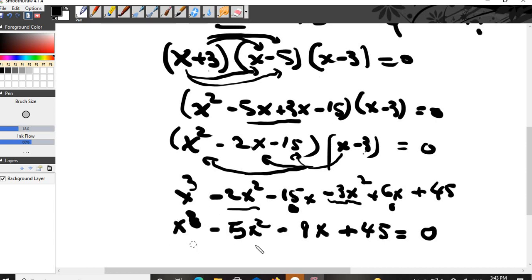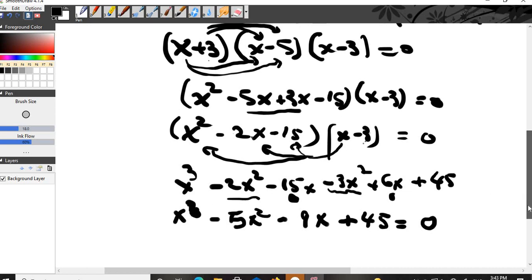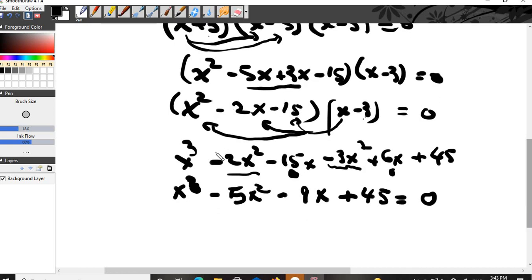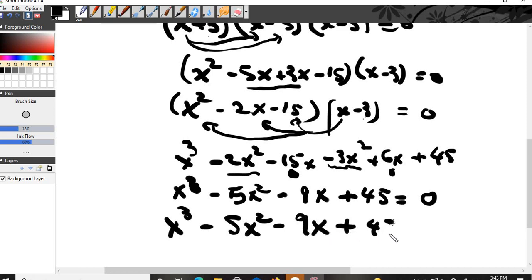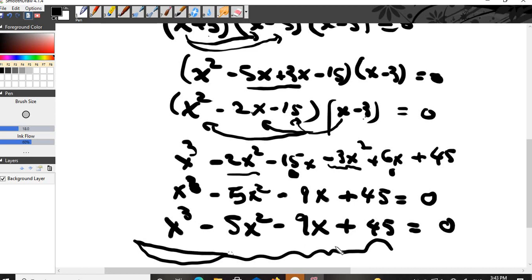Yes, so this is our equation. I'm going to rewrite x cubed because it's not clear yet. So this one is x to the power 3 minus 5x squared minus 9x plus 45 equals 0. This is the general equation of this.